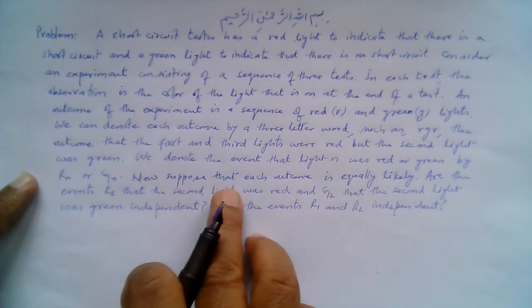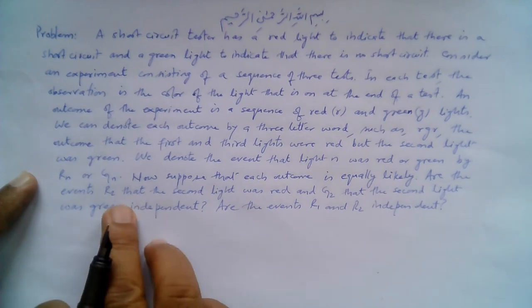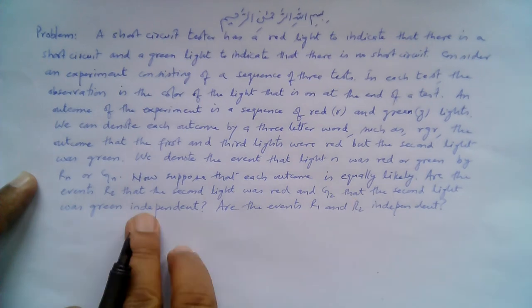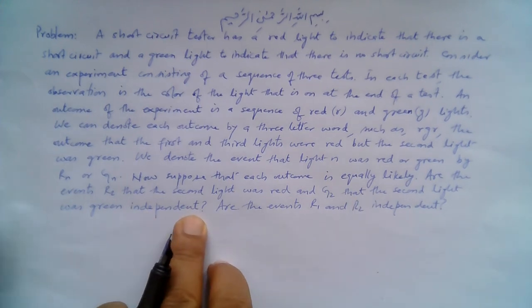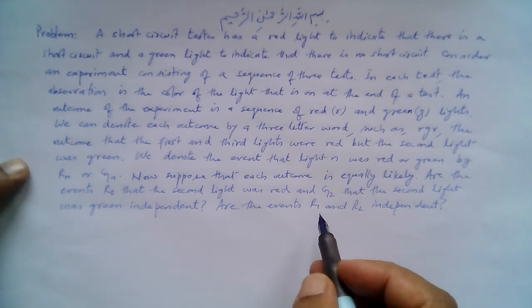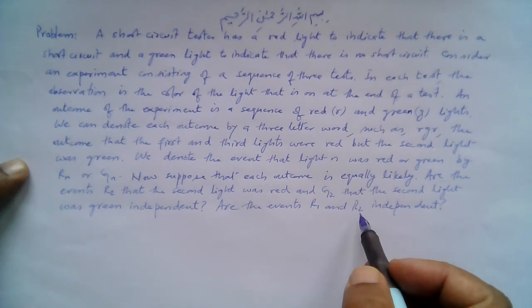Now suppose that each outcome is equally likely. Are the events R2, that the second light was red, and G2, that the second light was green, independent? Are the events R1 and R2 independent? So R1 is the event in which the first light is red, and R2 is the event in which the second light is red, right?